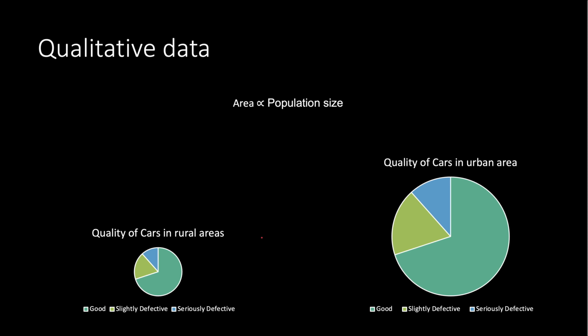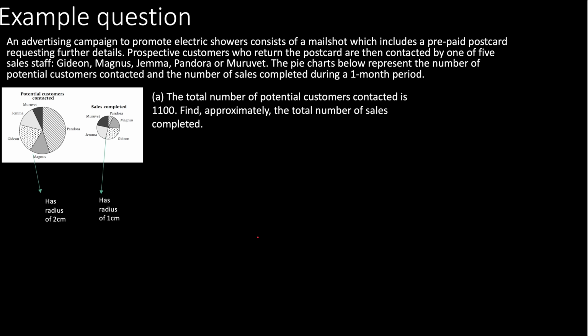Let's try and make this clear through an example. An advertising campaign to promote electric showers consists of a mail shot, which includes a prepaid postcard requesting further details. Prospective customers who return the postcards are contacted by one of the 5 sales staff: Gideon, Magnus, Gemma, Pandora, Murvet. The pie chart below represents the number of potential customers contacted and the number of sales completed during a 1-month period. The total number of potential customers contacted is 1,100. Find approximately the total number of sales completed.